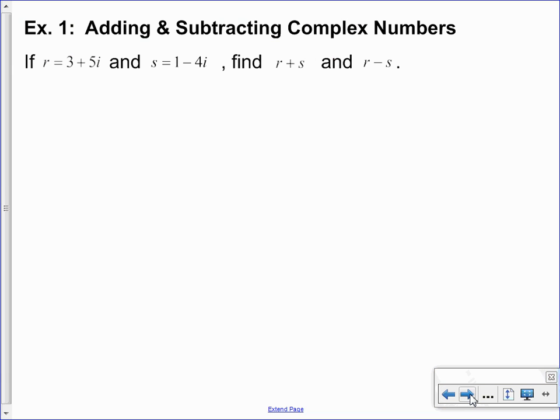Here we go. So when adding and subtracting complex numbers, we just add the components, so real to real, and imaginary to imaginary. So if r is that and s is that, r plus s is going to be this, and r minus s is this. Just add and subtract the individual components, the real and the imaginary. Easy day.